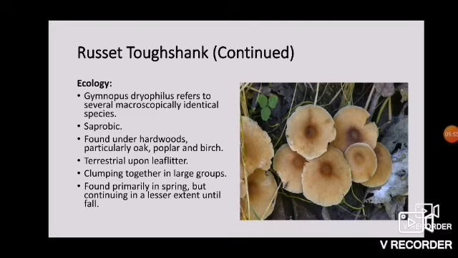They are saprobic. They are found under hardwoods, particularly oak, poplar, and birch. They are terrestrial and often found upon the leaf litter of these trees. That's what they're feeding upon. They clump together in large groups, and they are found primarily in spring, but continuing to a lesser extent until fall. I will also state that I have often found these upon extremely decayed wood that has fallen to the ground, just hunks of wood that is almost to the point where you can touch the wood and it's starting to crumble. So you can find it upon that as well.